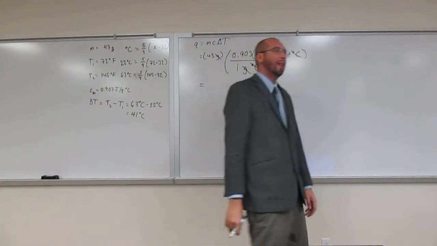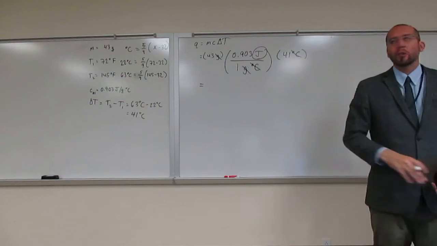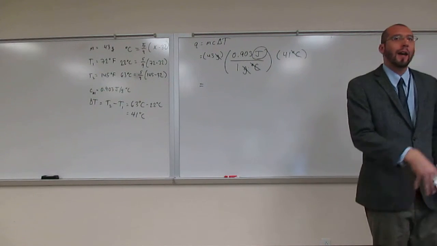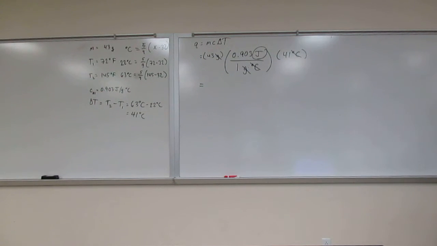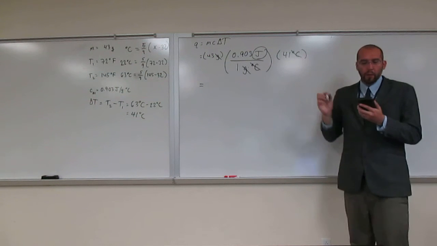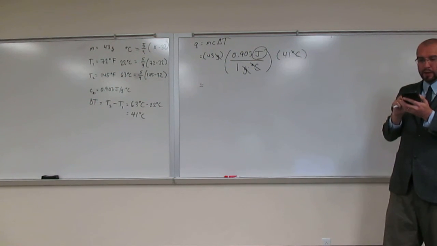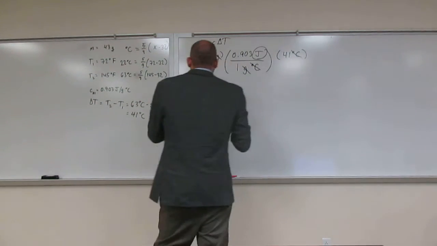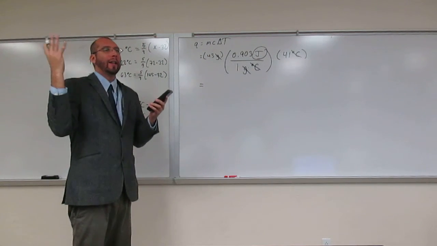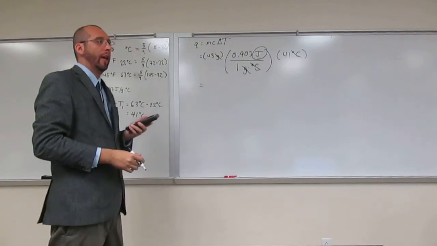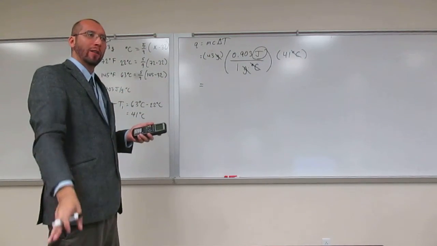No big deal if you like to just do your calculations without your units. When I look at your work, that's not necessarily what I'm looking for. But if I see you're putting the wrong units on there, I'm going to make a comment that says put your units, it'll make your life a lot easier. Now it's just multiply, multiply, multiply. So 41 times 43 times 0.903, and I get 1591.89 joules.